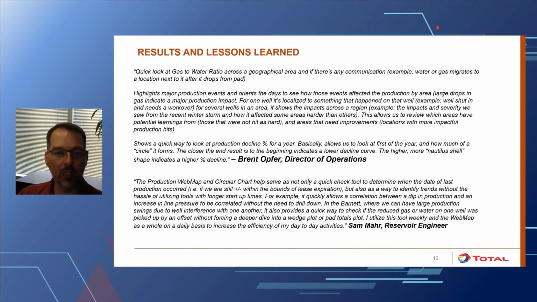Users want to understand production spatially. Spreadsheet and standard bar and line charts are not always enough. Our production web map is used daily and has been very beneficial to users from our operations and reservoir groups. Some of the things that our production web map application helps us understand are things like it quickly allows a correlation between a dip in production and an increase in line pressure to be correlated without the need to drill down. Production impact from pipeline maintenance like pigging operations.